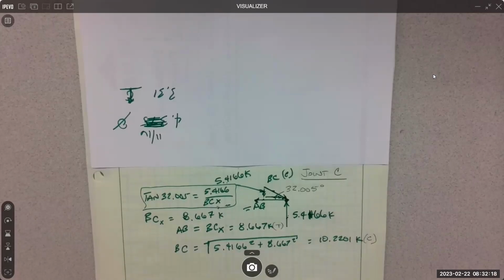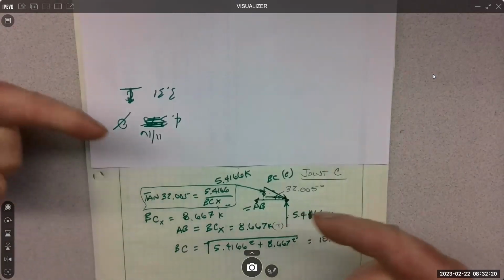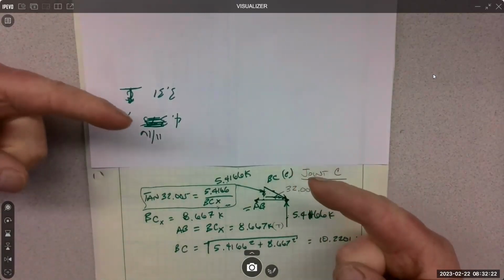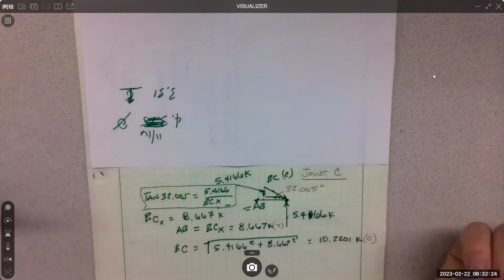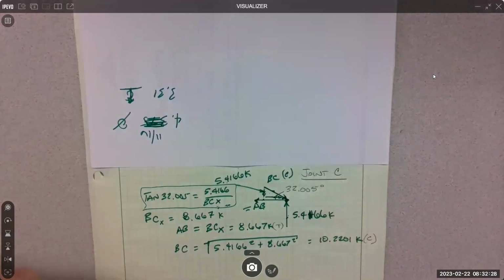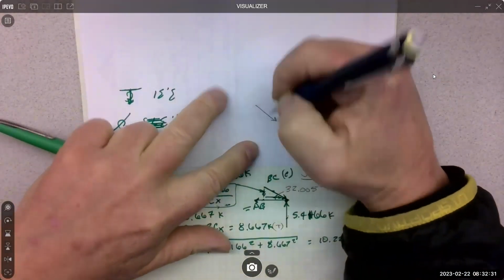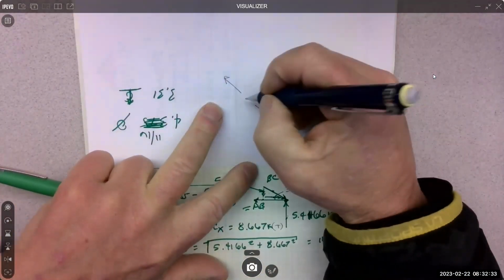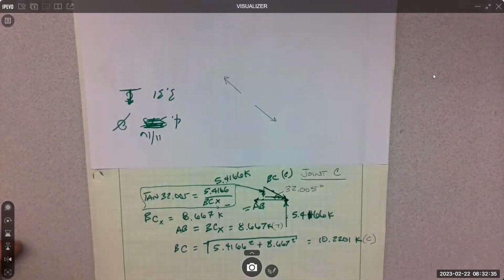If something's in compression, right, forces pointing in on it, that means buckling can occur. If things are in tension, where they're pointing out like this, then no buckling can occur, right? But it can just get pulled apart.